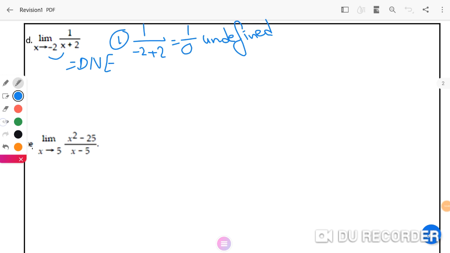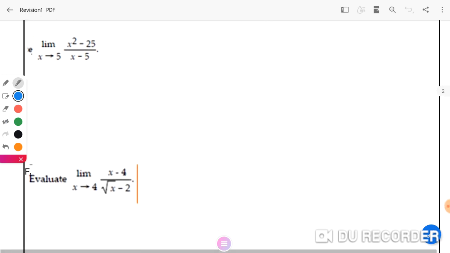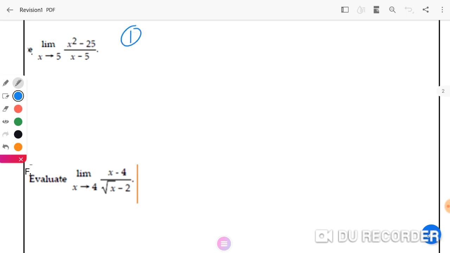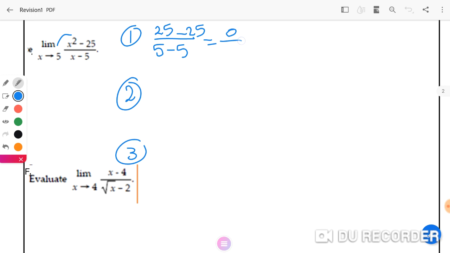For the last question, I think it's so trivial. By the same way, step 1, step 2, step 3. I substitute, it will be 25 minus 25 over 5 minus 5, which is 0 over 0, an undetermined value. So the limit exists, redefine. How to redefine? It's a kind of polynomial.